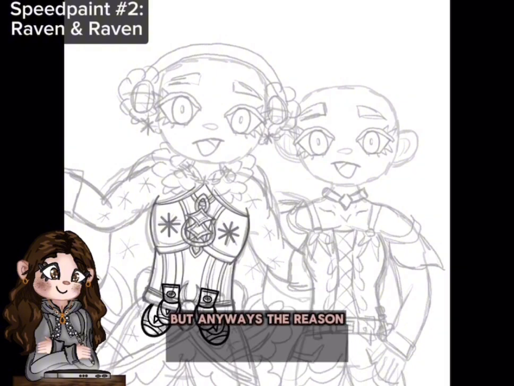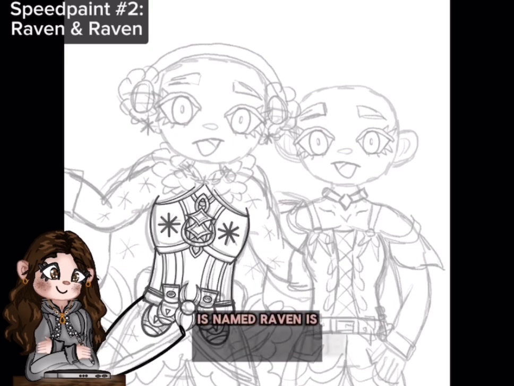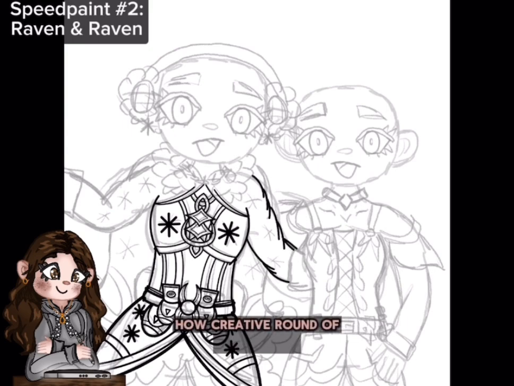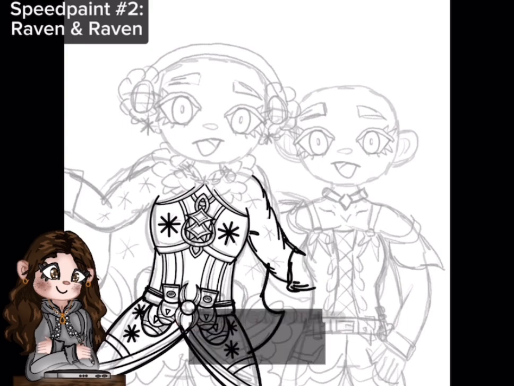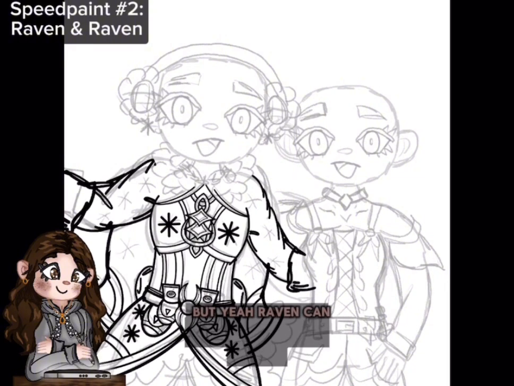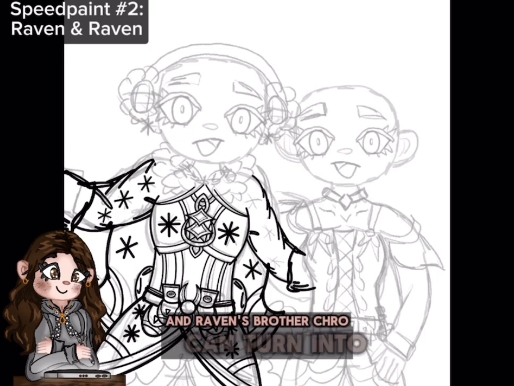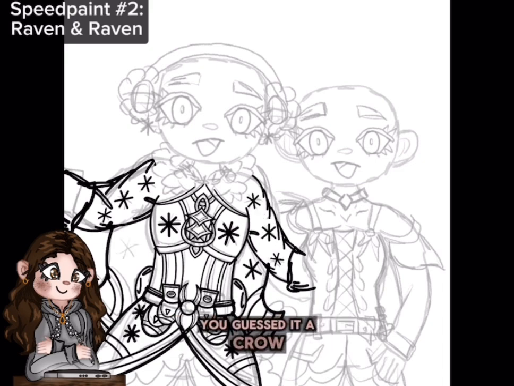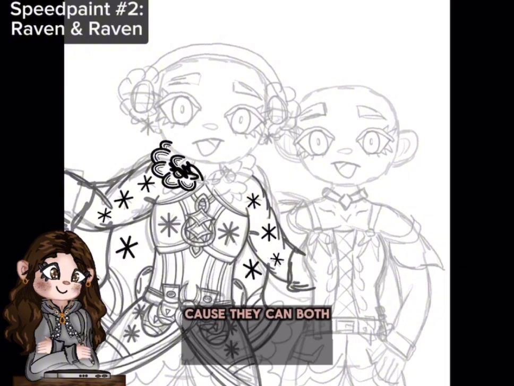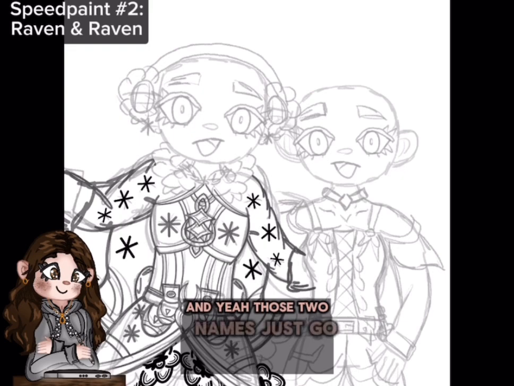But anyways, the reason why my OC is named Raven is because my Raven can actually turn into a raven. How creative! Round of applause! Ash can turn into a wolf, and the Raven can turn into a raven. Who would have ever guessed that? But yeah, Raven can turn into a raven, and Raven's brother Crow can turn into, you guessed it, a crow. So that's why Raven and Crow, siblings, are named that, because they can both turn into darkly colored birds, and those two names just go together.